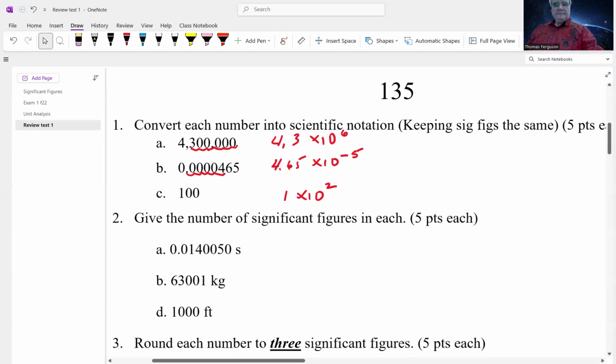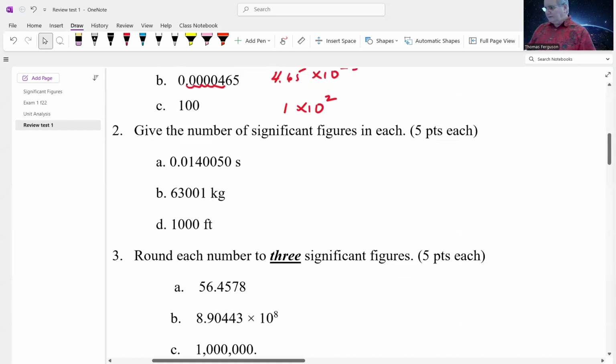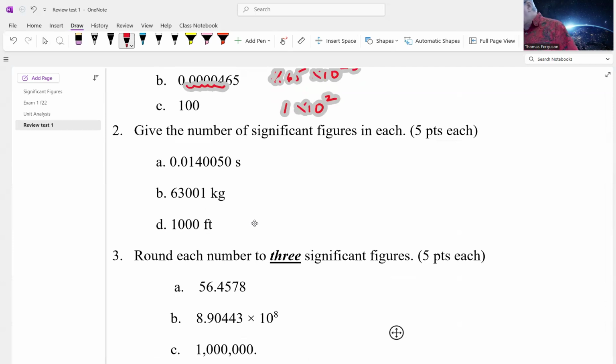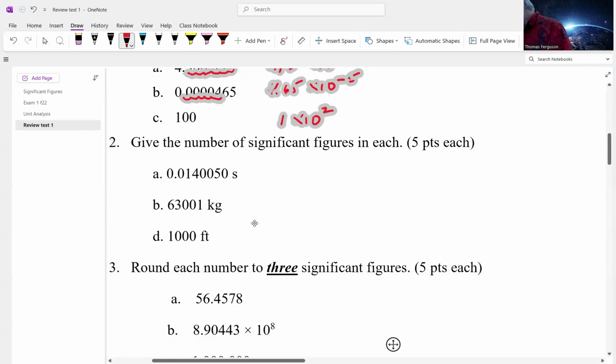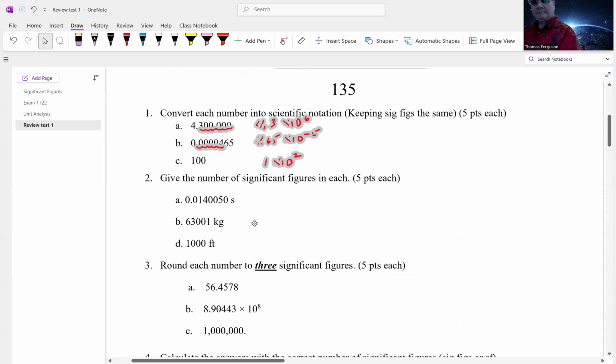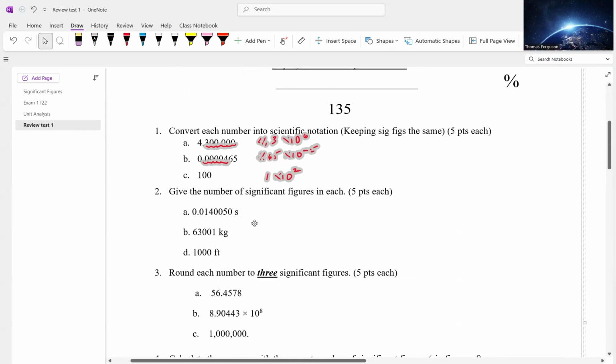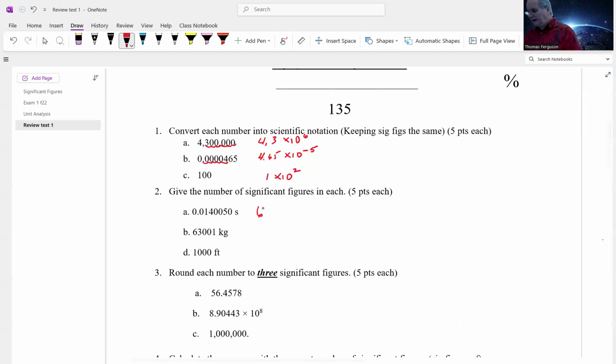All right. Sig figs. We've got a trailing 0 on A. That means if there's a decimal point, it counts, and there is a decimal point. So we've got 1, 2, 3, 4, 5, 6. Mid zeros, they always count. So we've got 5. Trailing zeros, no decimal point, that means they don't count. So it's 1.